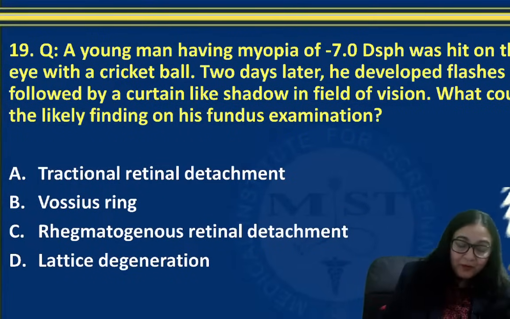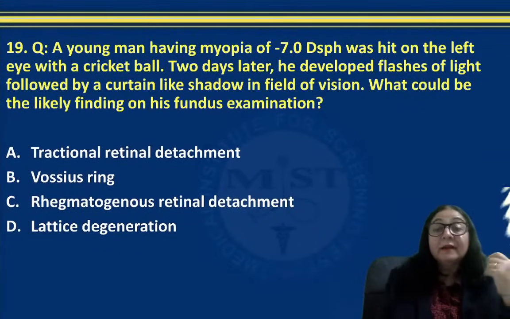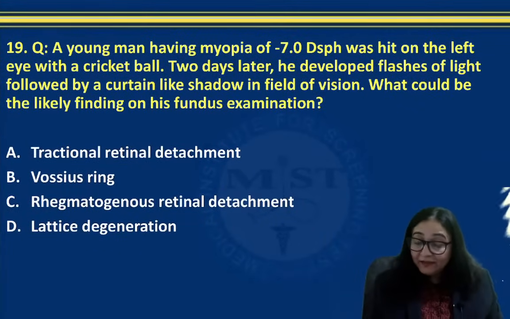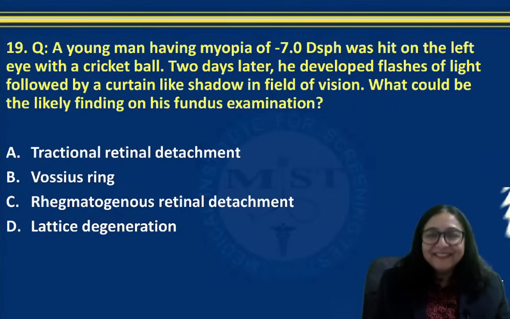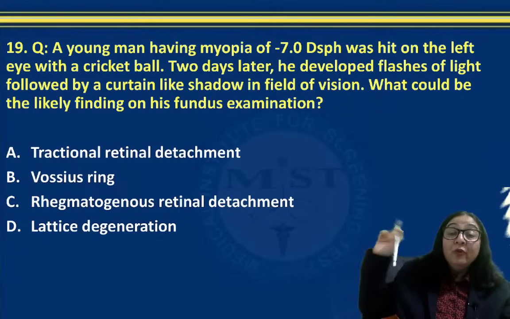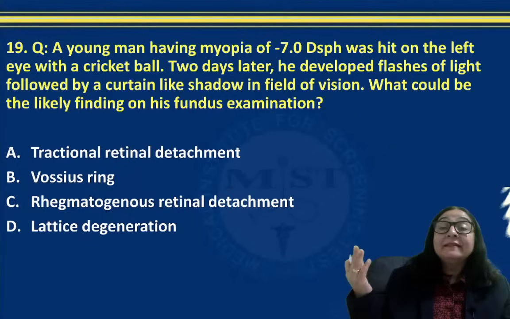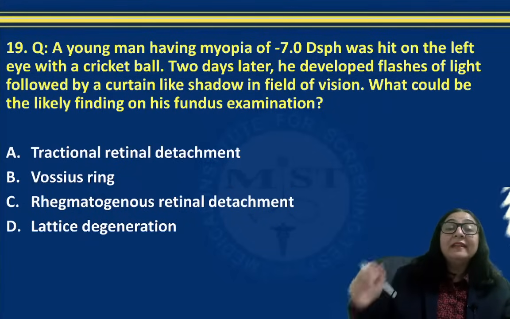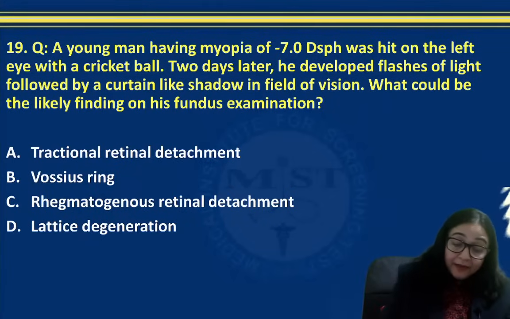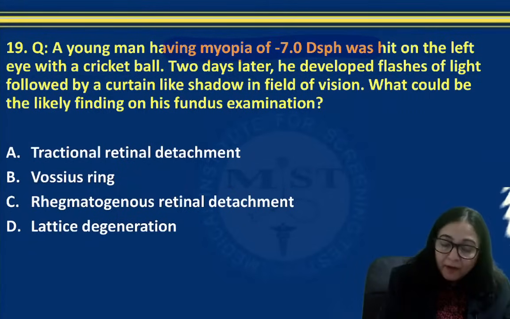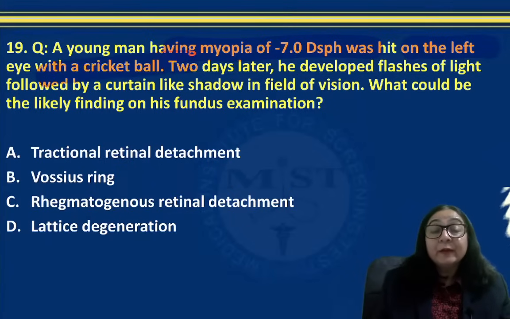Okay? Again, a very classical scenario. Most of you are already telling me the right answer. But let's go through the question so that we know what we need to look for in this kind of question. A young man with a myopia of -7 diopter was hit on the left eye with a cricket ball. So the risk factors here are high myopia and trauma. Cricket ball hit the poor fellow.